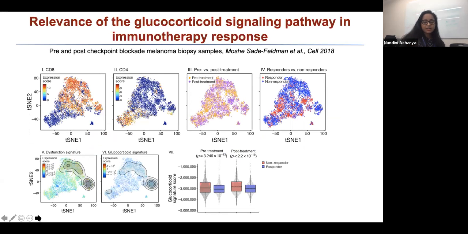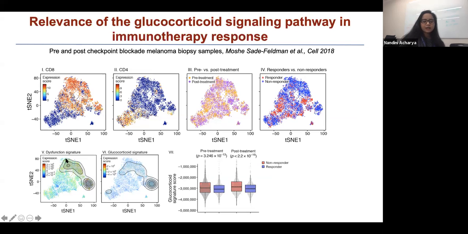Finally, we wanted to see the relevance of glucocorticoid signaling in the human cancer setting. This is previously published data, where we looked at single cells of melanoma patients pre and post treatment with checkpoint blockade therapy. Just to orient you here, the cells in orange indicate CD8 T cells. Here, the orange cells are CD4 cells, and we have the pre and post treatment patient samples, the pre-treatment being yellow and the post-treatment being the pink cells. We also have the responders and non-responders, the responders in red and the non-responders in blue.